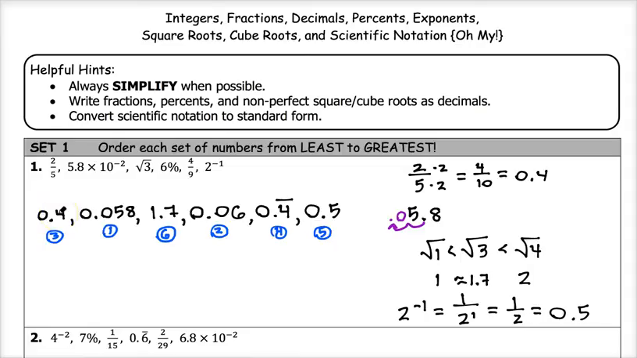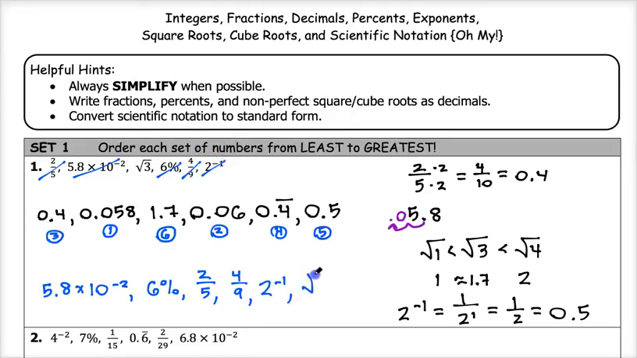So we're going to write these in order from least to greatest. I'm going to write them, however, in their original format that I was given here. The first number, 0.058, was in scientific notation, so that's 5.8 times 10 to the negative second. My next number, 0.06, was the 6%. Next, I had 0.4, which was 2/5, followed by 0.4 repeating, which was 4/9, followed by 0.5, which was 2 to the negative first, and then our largest number, the 1.7, was the radical 3.